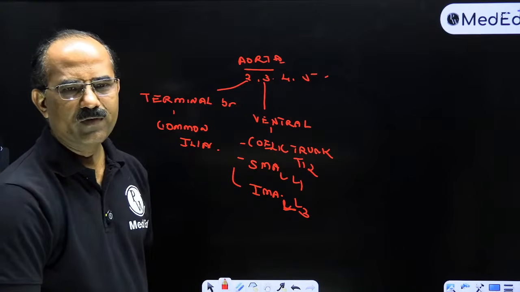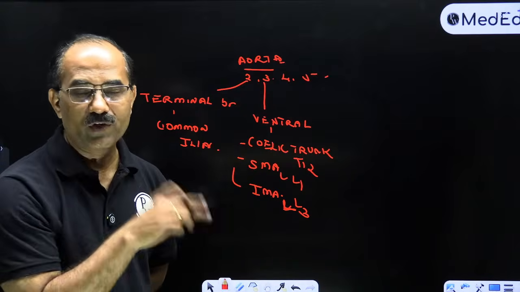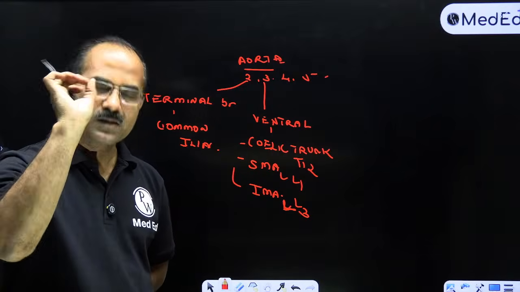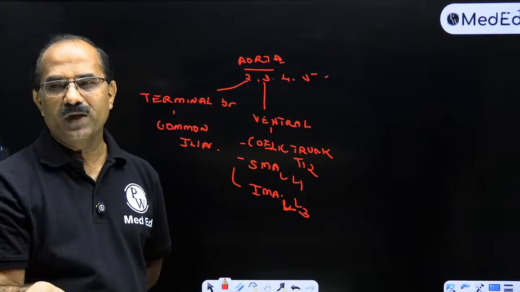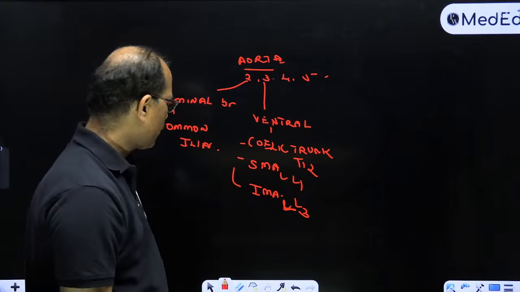Celiac trunk, superior mesenteric, inferior mesenteric. Remember these, remember them by vertebral level. Celiac trunk vertebral level is T12, superior mesenteric L1, inferior mesenteric is L3.